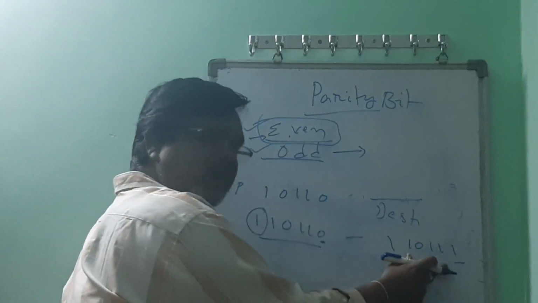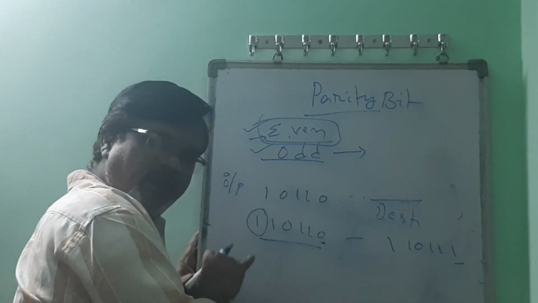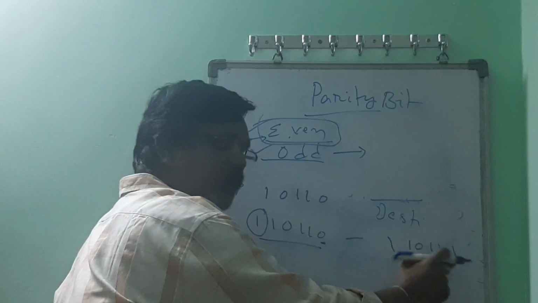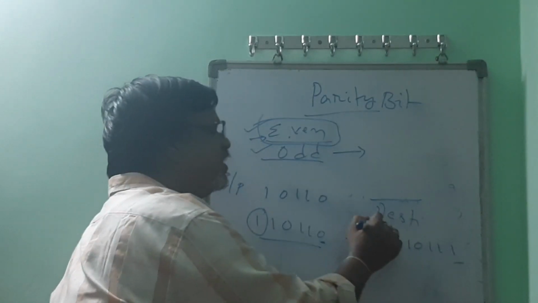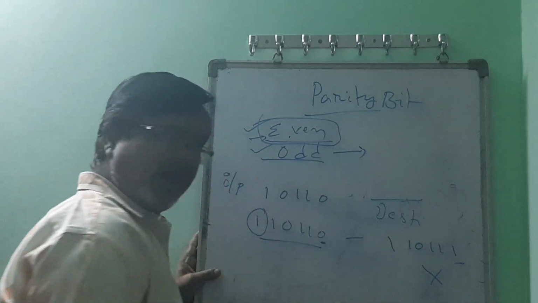But at the destination end, in place of this 0, if 1 1 0 1 1 1 is received, how many ones are there? 5 ones are there. So when you are following the even parity method, it should be an even number of ones, but here an odd number of ones are there. That's why the destination will understand that the data that reached it is wrong data.